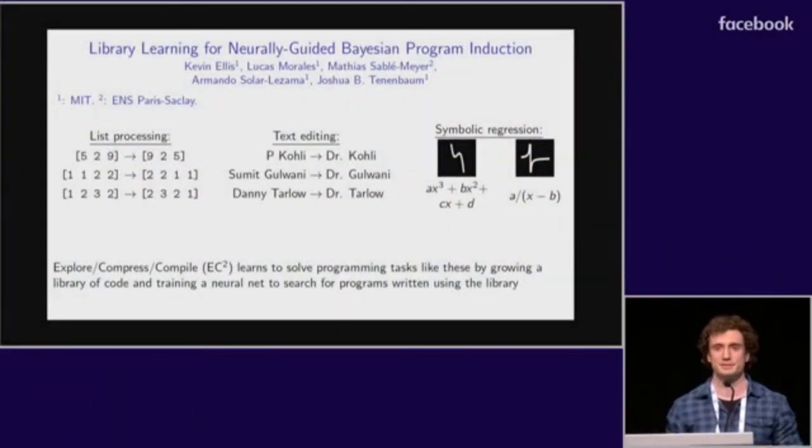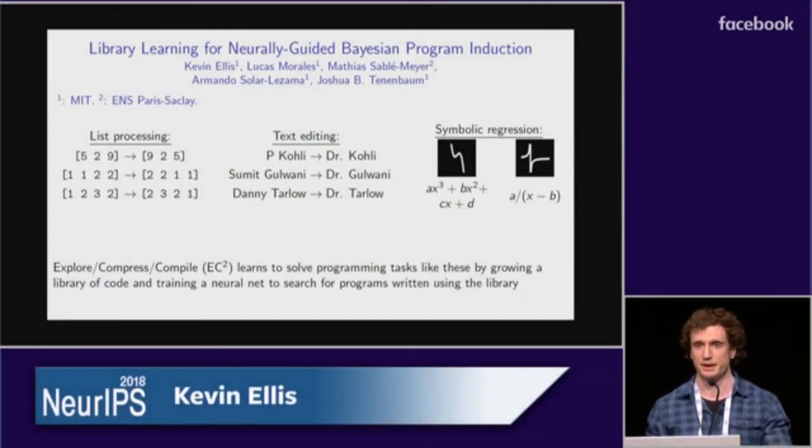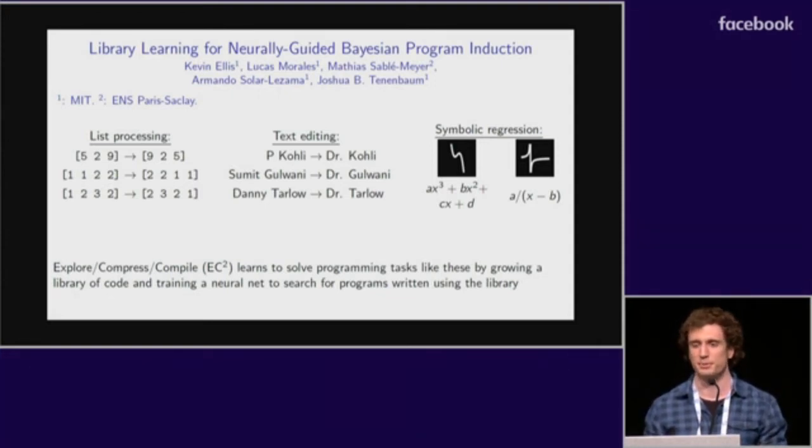Hi, thanks. So what we want to do is make machines that learn how to program. And we want to do this without giving it example programs, and we also want to do it without giving it a powerful domain-specific language to start with. So we have a new algorithm called Explore, Compress, Compile, or EC squared, for accomplishing this task. And the way it works is by jointly acquiring two different kinds of programming expertise. The first thing that it learns is a library of functions that are tuned to a domain of problems. And the second thing that it learns is how to use those functions in order to quickly solve new problems in the future.